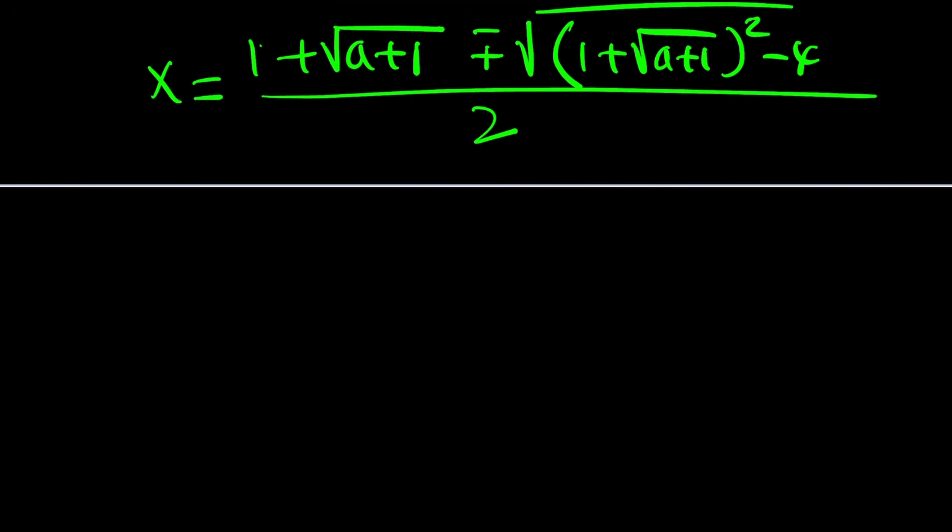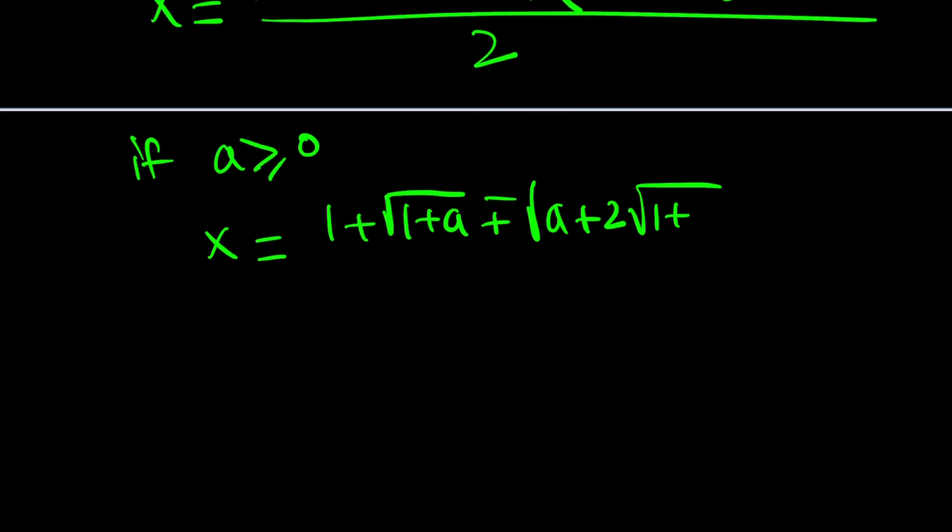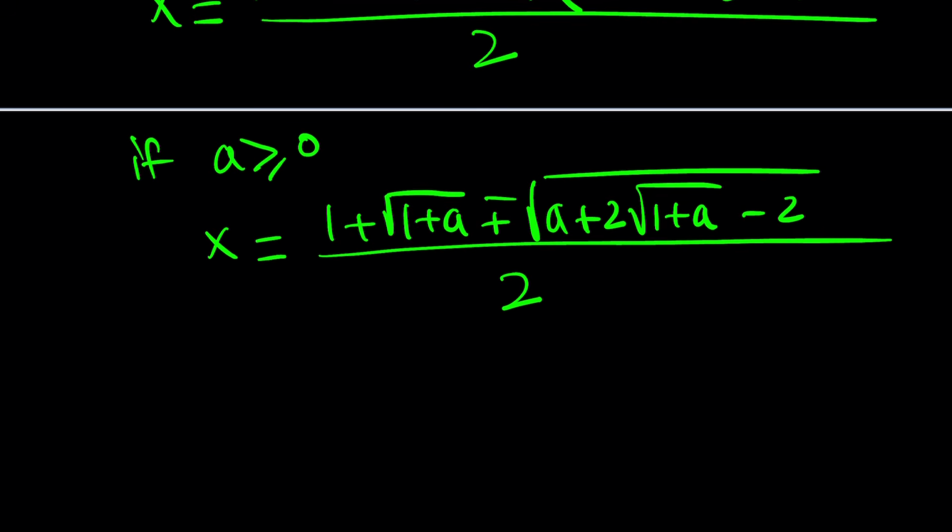But you have to be careful about this, because depending on the values of a, you're going to get different values. And this is a quartic, so it has 4 values. So I'm going to go ahead and give you, if a is greater than or equal to 0, then you're going to have the following solutions. 1 plus the square root of 1 plus a, plus minus the square root of a plus 2 times the square root of 1 plus a minus 2, and all of that is divided by 2. Plus minus is going to create 2 solutions, and then in addition, there are also other solutions. Guess what? They are all real for certain values of a, which you need to check.